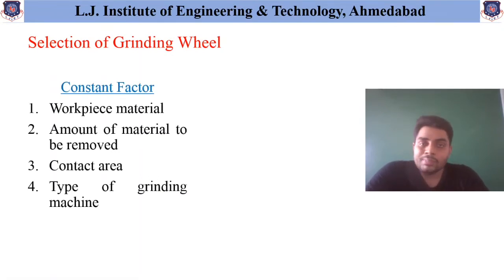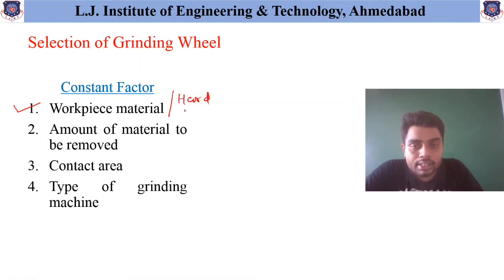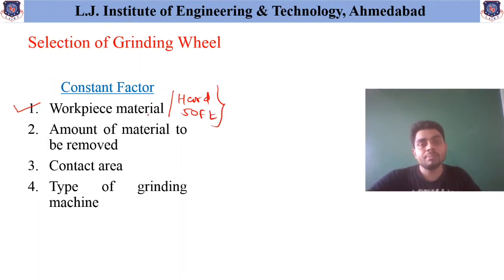There are mainly two types of factor. The first one is the constant factor and the other one is the variable factor. In the case of constant factor, the first factor that one needs to clear is the workpiece material. That means if the workpiece material is hard or if it is soft, based on this situation one must select the grinding wheel.